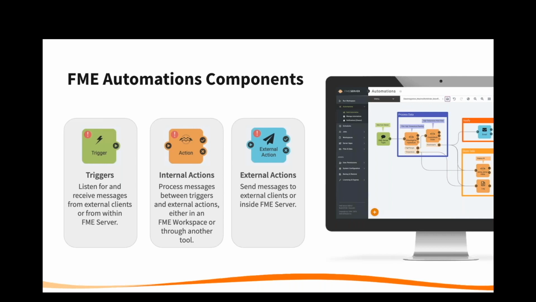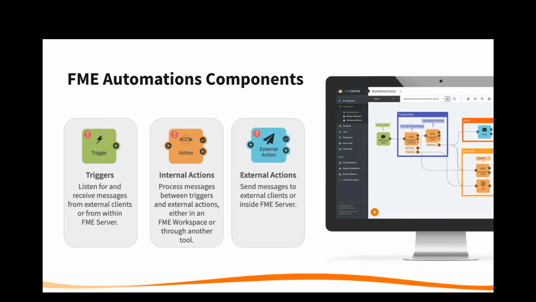And then once you've placed your trigger, you obviously want something to happen based on that message coming in. So this is where you will add actions. So we have internal actions, which will be colored orange nodes in your automation. So these will be things that are running within FME Server. So most likely you'll see this will be an FME Workspace that's processing data. And we also have a logger, filter, and a merge tool.